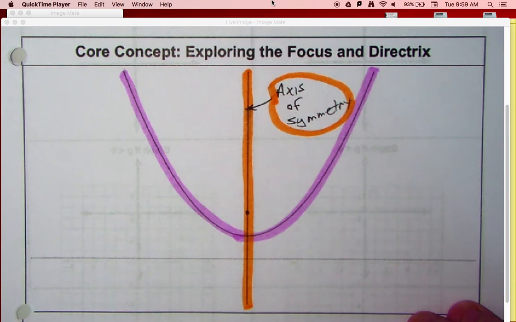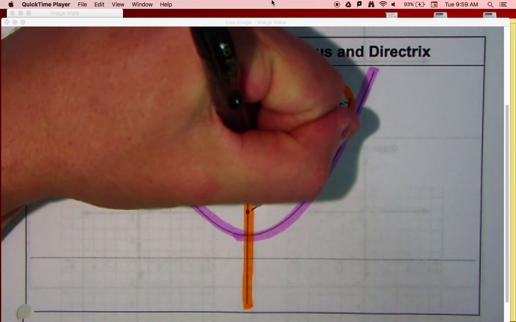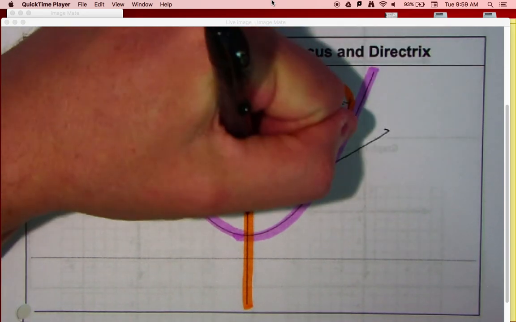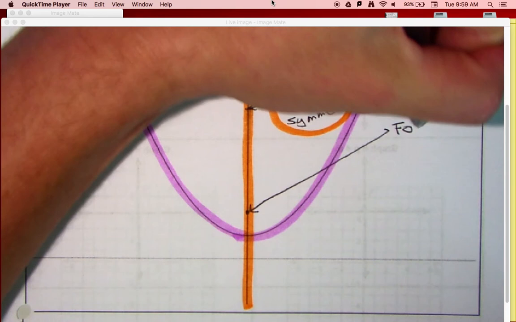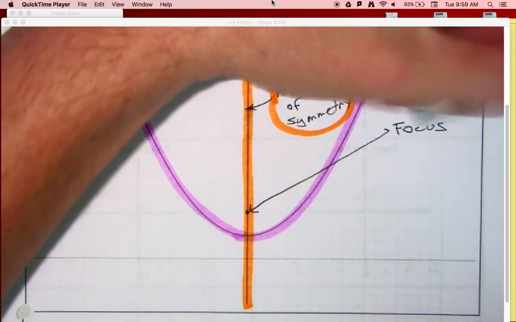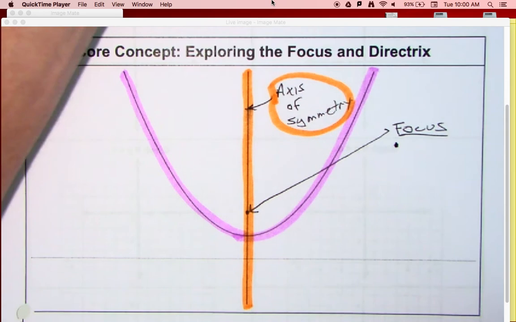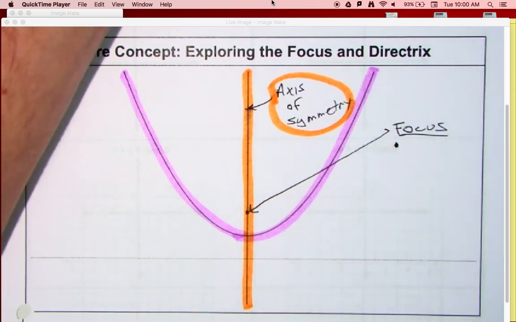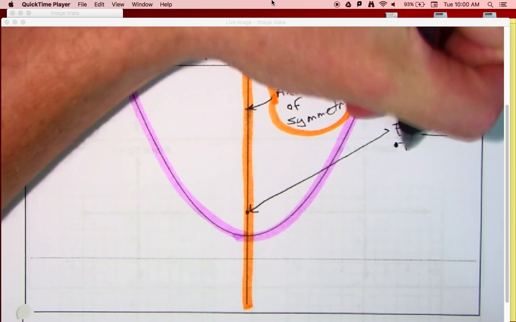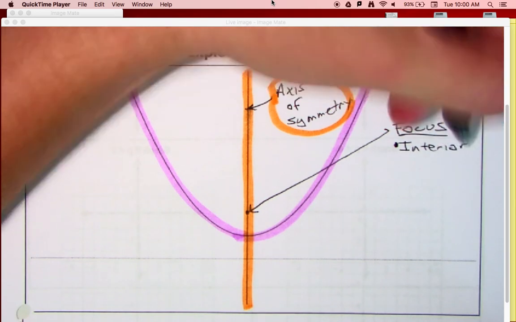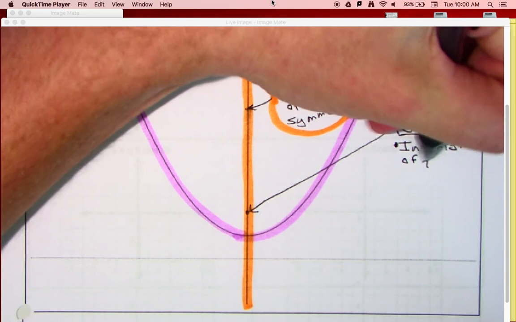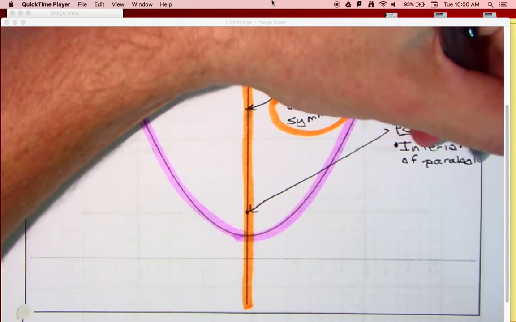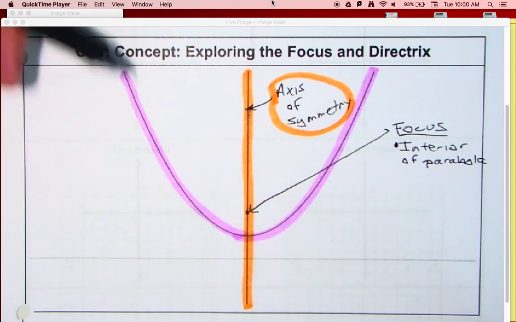Now a couple of important things that occur on your parabola. The first thing is what we call the focus, and that is this point right here. So I'm going to define it out here. That's my focus. A couple of things about the focus. First of all, the focus will always be on the interior of the parabola. And by interior, you can see it's going to be inside of your parabola.